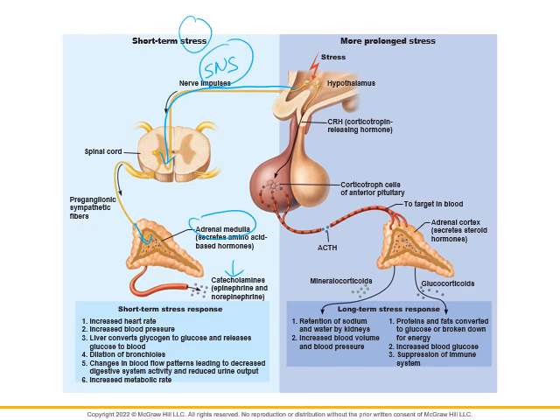We said blood is diverted to the brain, the heart, and the skeletal muscles so you can run away, with an increased metabolic rate. On the more prolonged or long-term stress, we go through the pathway we've been talking about, where the hypothalamus releases CRH. That goes to the anterior pituitary, which tells it to release ACTH. ACTH goes to the adrenal cortex, and it's going to cause the release of two hormones, aldosterone and cortisol.